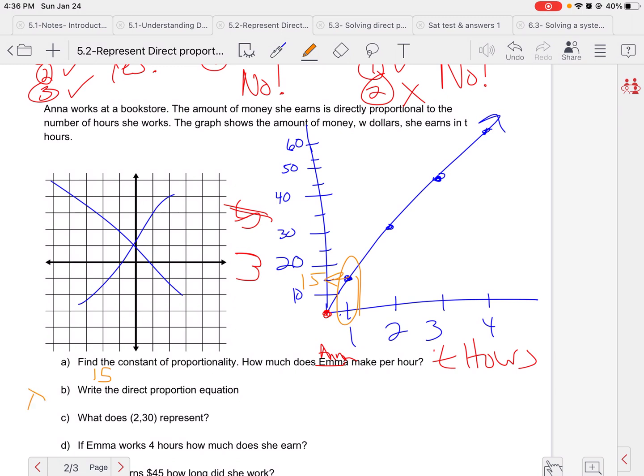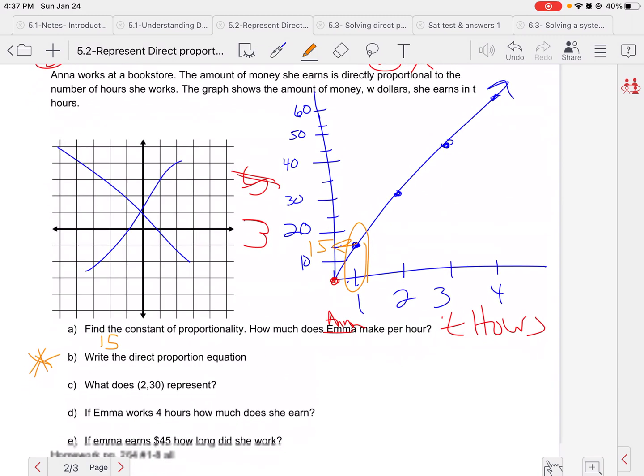So now that we know the COP, will you write the equation for me? Now some of you might put y equals 15x. The best answer would be W equals 15 times T, because she's making $15 per hour, so we would take 15 times the number of hours to get our total cost.